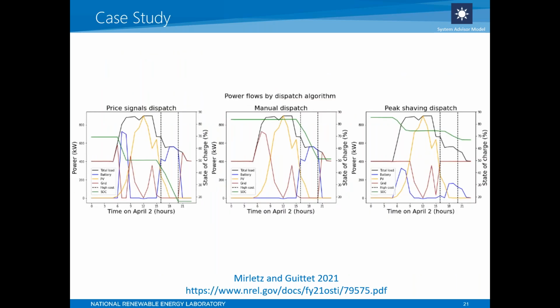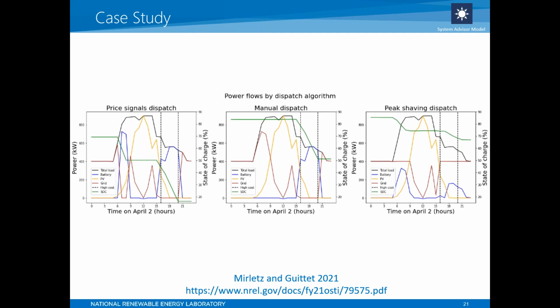This set of charts zooms in on a single day of dispatch. So the black line is the total load in the load profile. Blue is the battery's discharge. Yellow is PV generation, and red is energy drawn from the grid. So if you sum the blue, yellow, and red lines, you'll see what's meeting the load at any given hour.